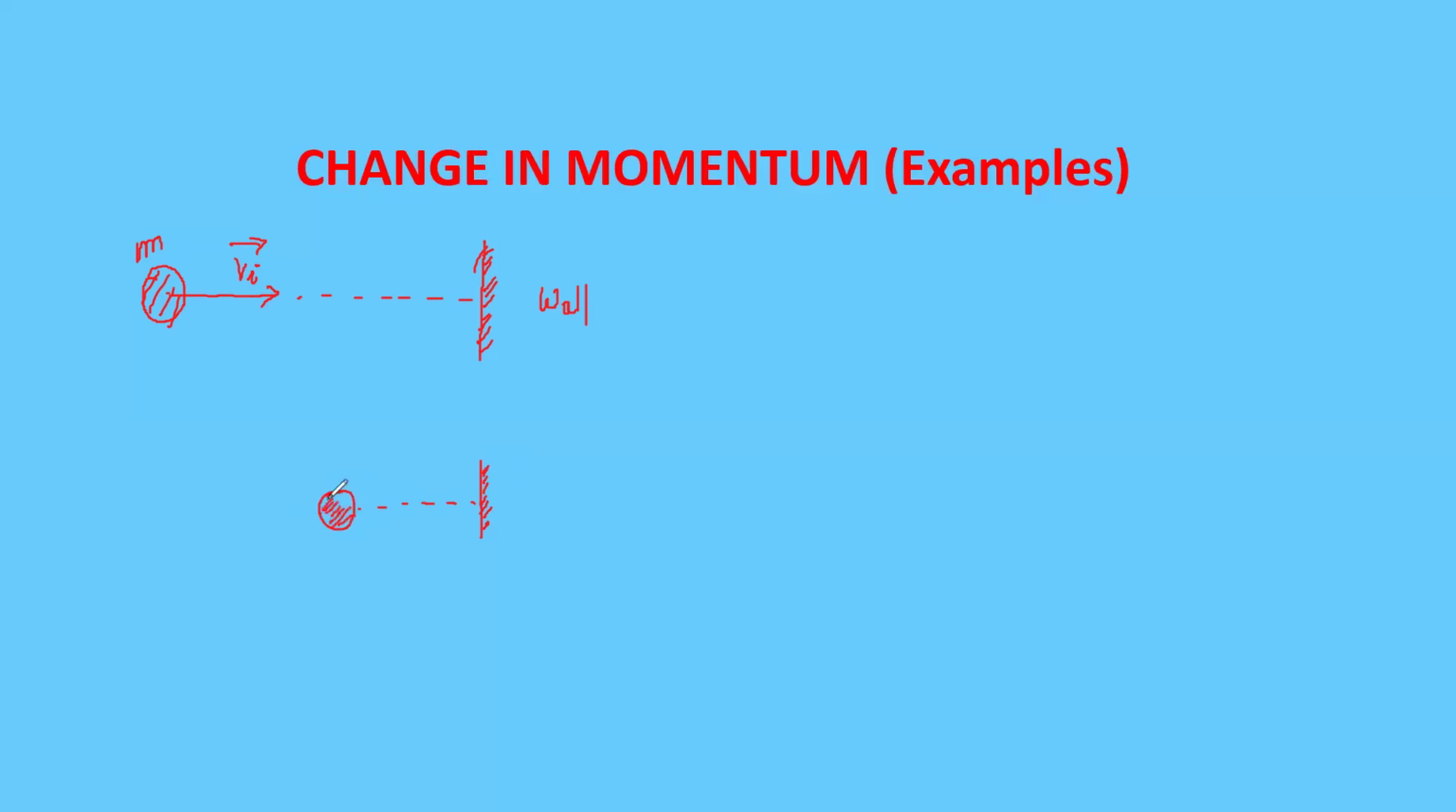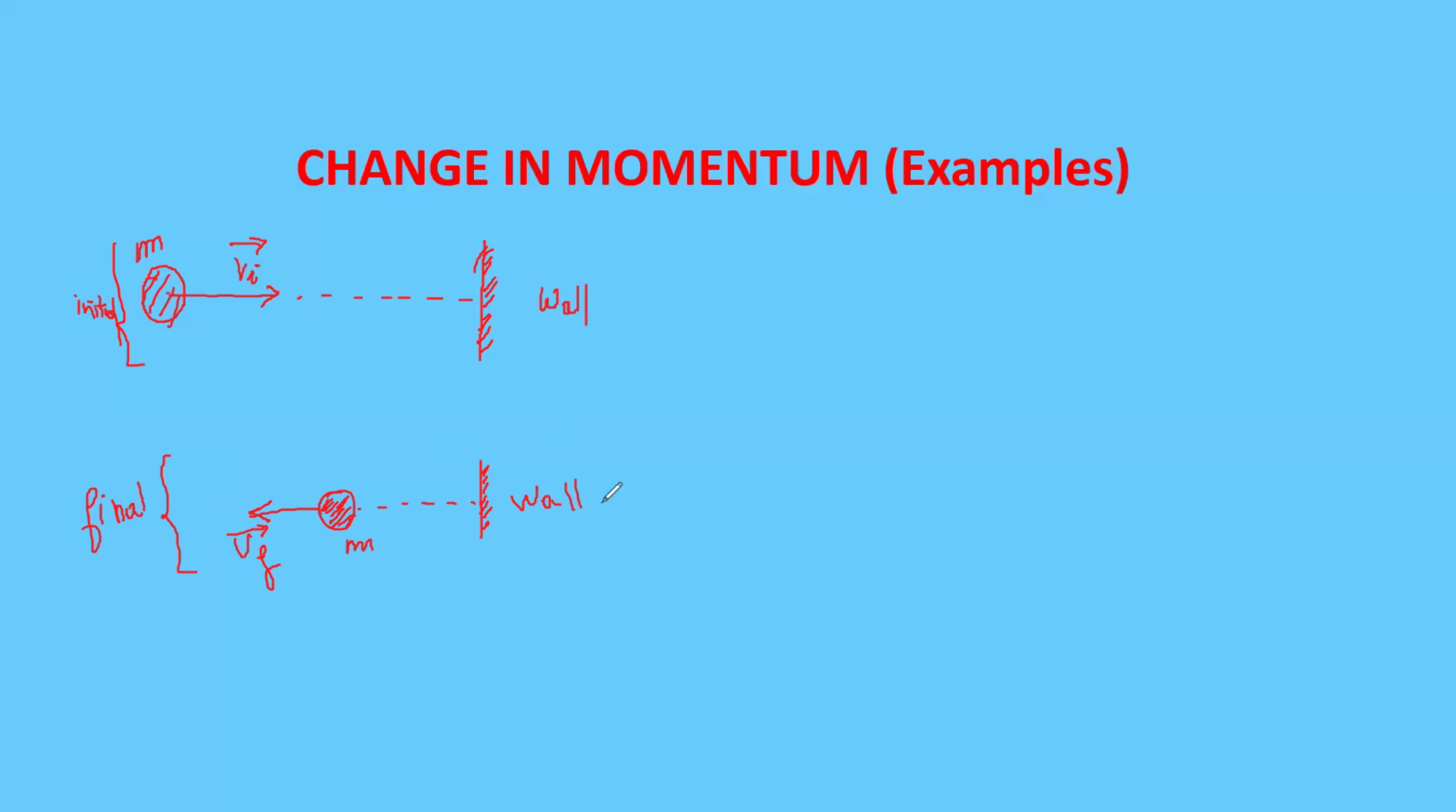This is the ball of mass M, the same mass, but this is the final velocity, VF. I can consider this case as the initial case. This is the initial state. And here, the final situation, the final state.